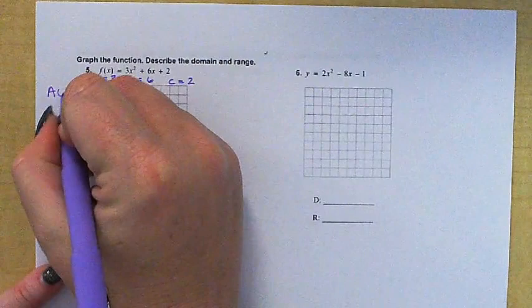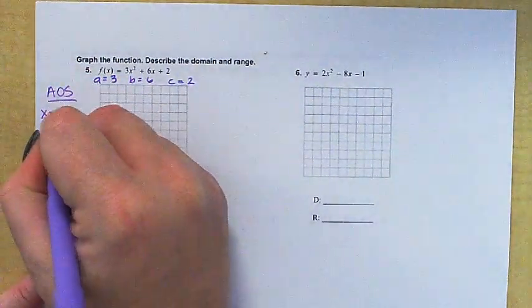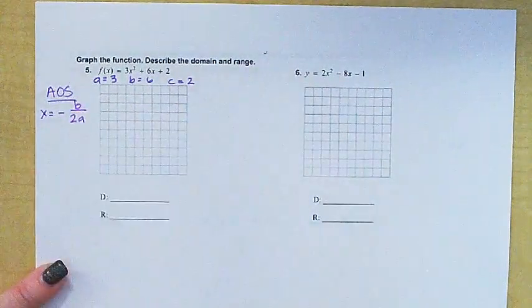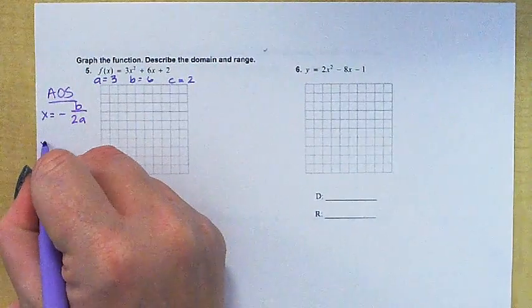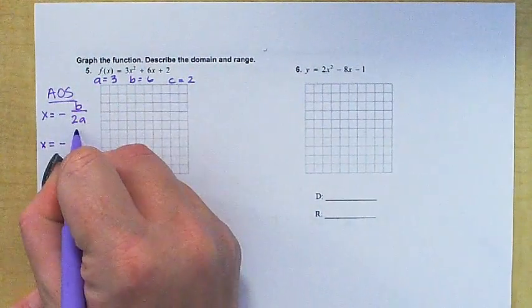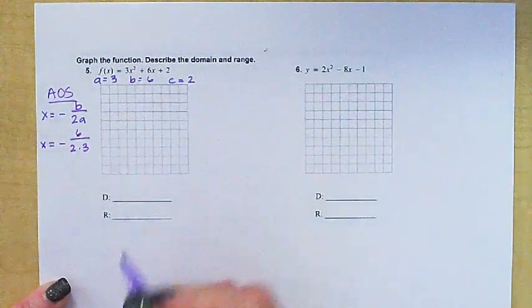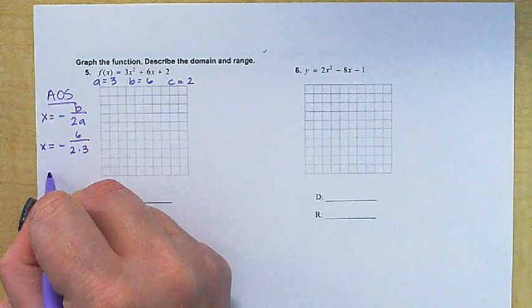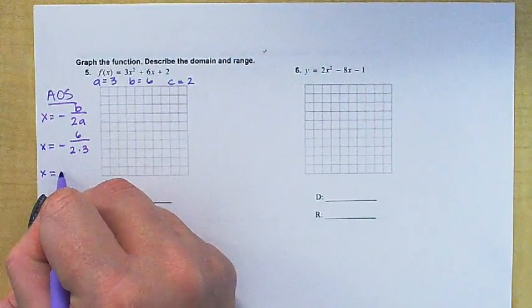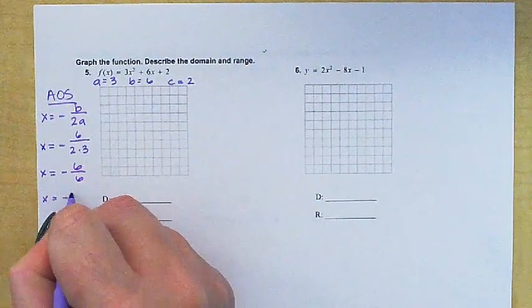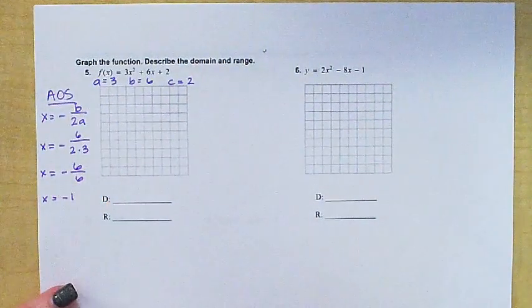So we have our axis of symmetry. That is x equals negative b over 2a. That is going to give us negative 6 over 2 times 3, which will give us negative 6 over 6, which simplifies to a negative 1.